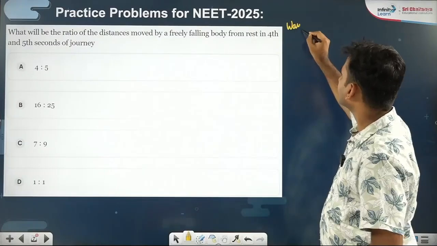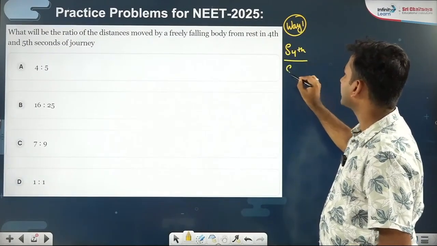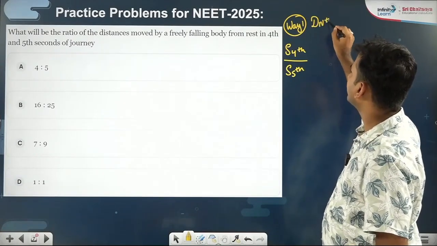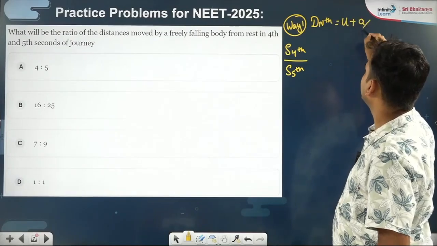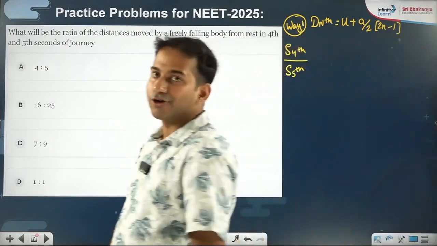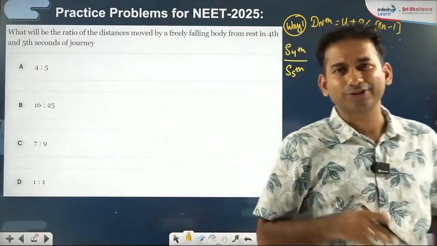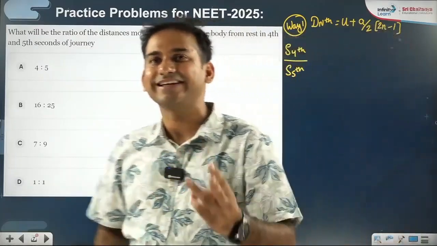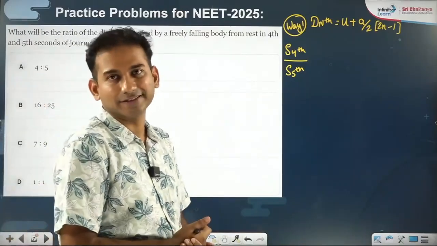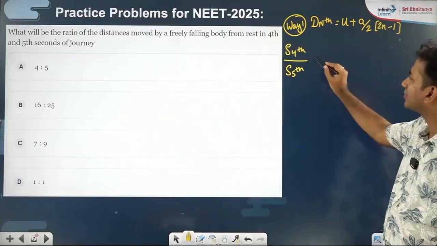Way 1. Distance traveled in the 4th second by distance traveled in the 5th second. So for distance traveled in the nth second, I can use the formula u plus a by 2 into (2n minus 1). I hope everyone knows this is also commonly called the fourth equation of uniformly accelerated motion. Besides v equal to u plus at and s equal to ut plus half at square, those 9th class based equations are anyways the three equations. This is sometimes called the fourth general equation of uniformly accelerated motion. Generally people do this question by this method only.